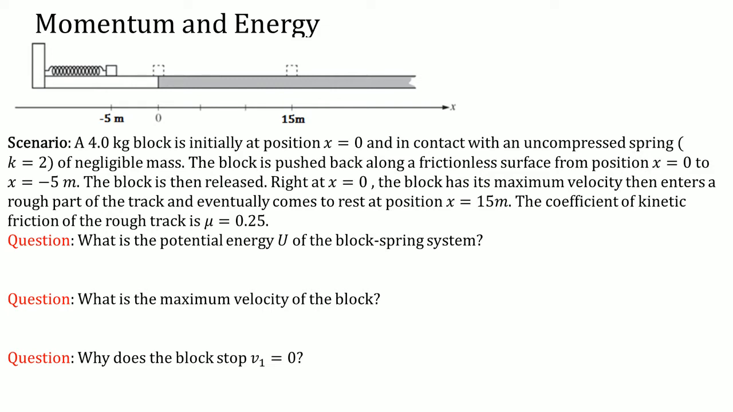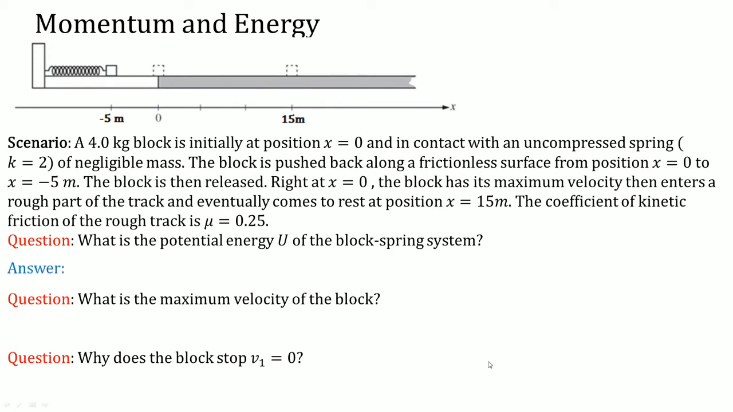Right at x equals 0, the block has its maximum velocity, then enters a rough part of the track and eventually comes to rest at position x equals 15 meters. The coefficient of kinetic friction of the rough track is mu equals 0.25. The question: what is the potential energy U of the block-spring system?